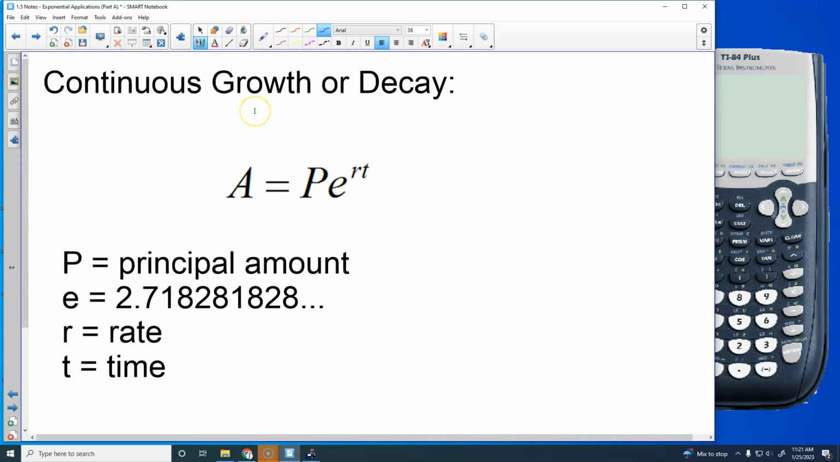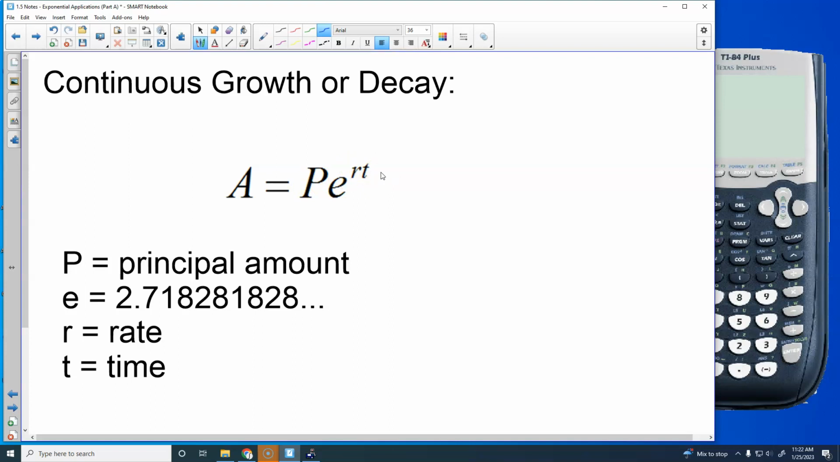All right, so continuous growth or decay. I'm probably not going to get time to explain it tomorrow because tomorrow we're on a short schedule. So take my word for it today. But I'm going to try to go back and explain to you where E comes from because I think it's cool to understand that because E shows up in all kinds of other places. But A equals P E to the RT is our formula that we can use for continuous growth or decay.